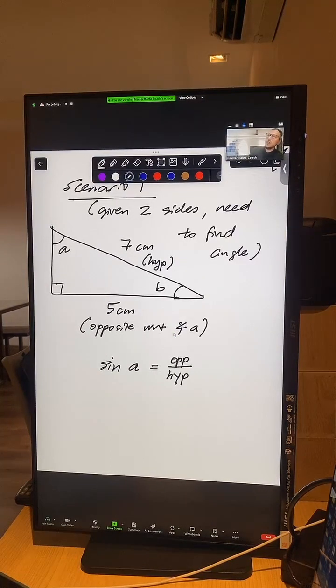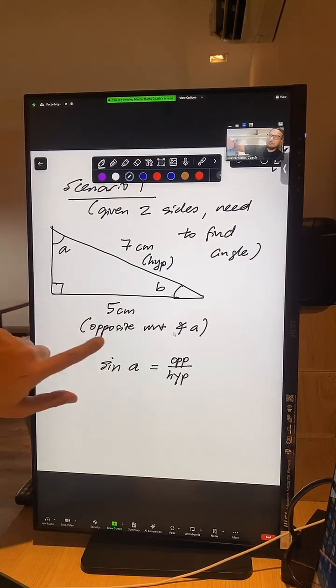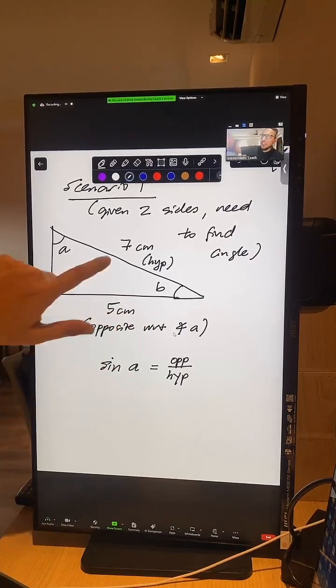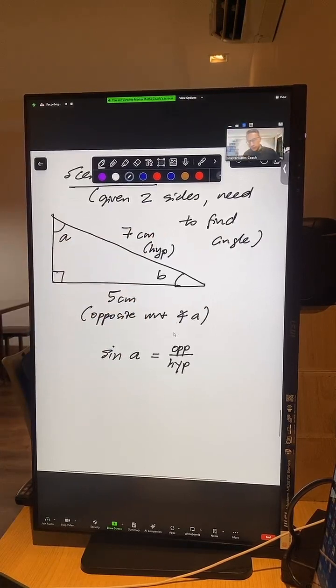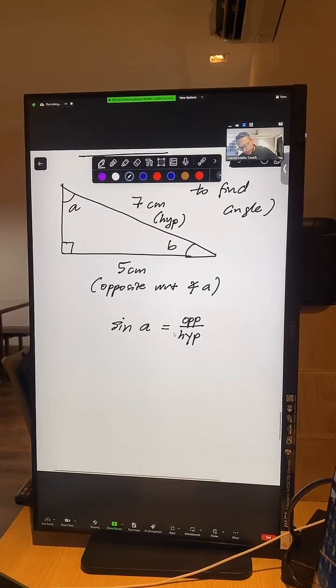Okay, sine A is opposite over hypotenuse. What is the opposite side? 5 cm. What is the hypotenuse side? 7 cm. So now we substitute inside.